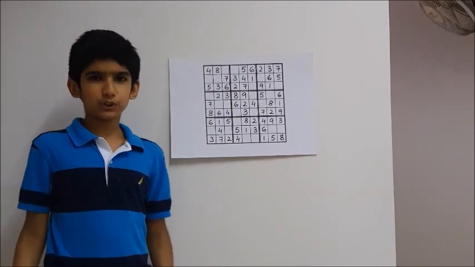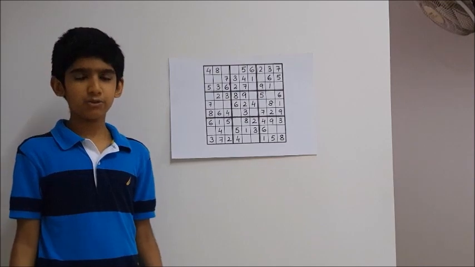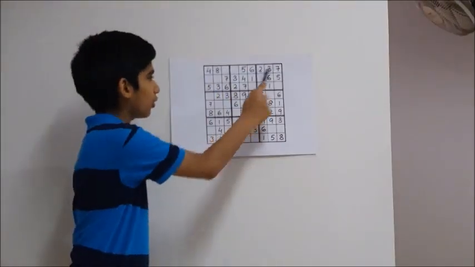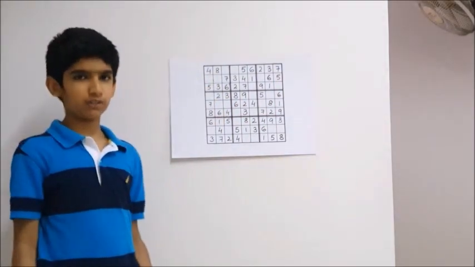The basic rule of Sudoku says that there are numbers given from 1 to 9 and we have to arrange them in such a way that a number never repeats in a row, column or a block. Now let me show you how to solve this Sudoku.